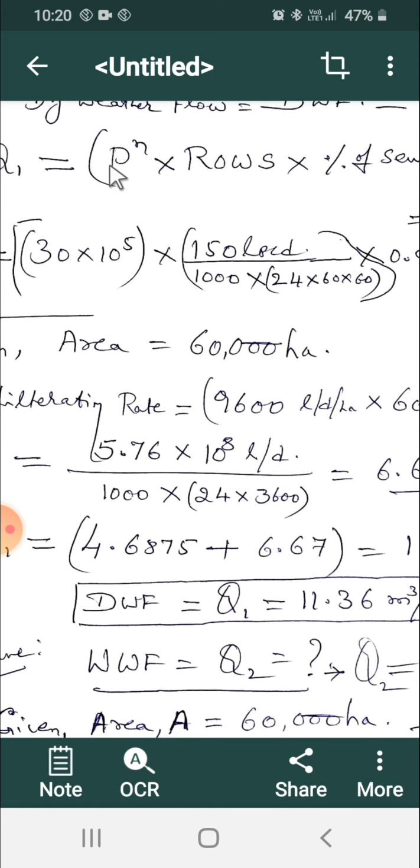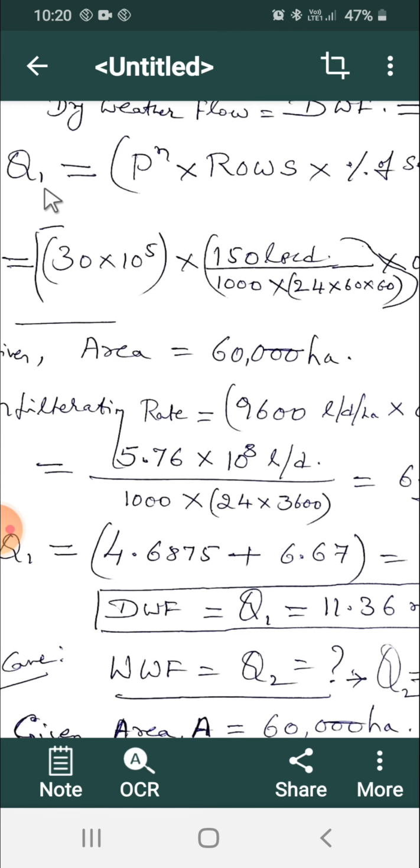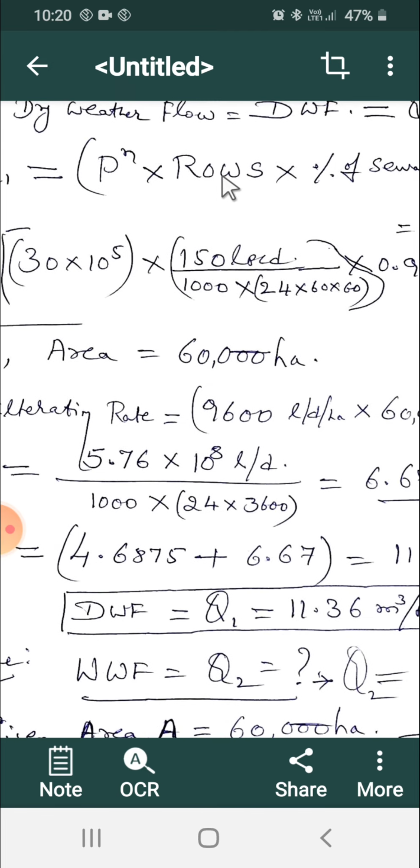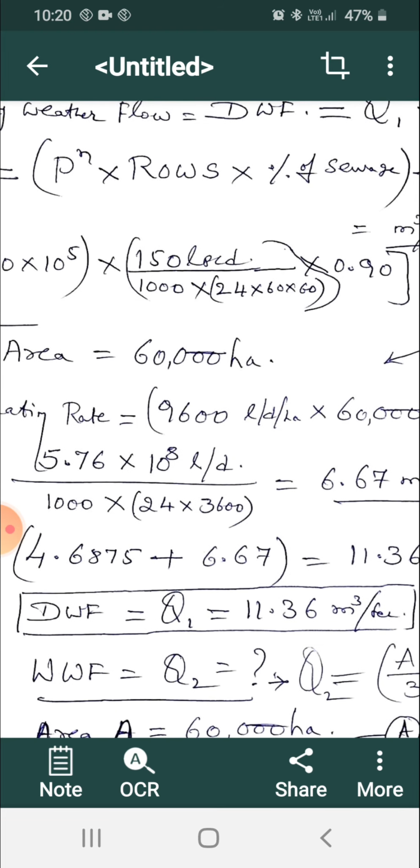Such a word is not there anywhere. You should not write Q1, you must write DWF. In the exam, if anyone uses these abbreviations, this is a short form to explain the things, that's all. You have to write in full form only, because only one problem will be given, that is why. But here the number of problems is more, that is why we are showing in short form.